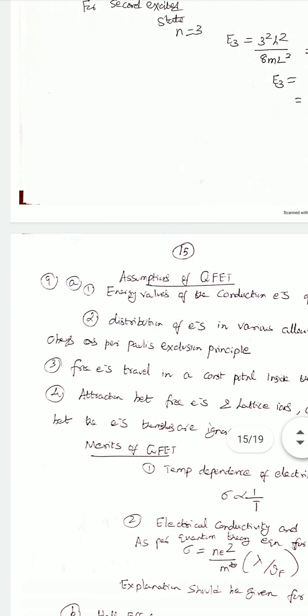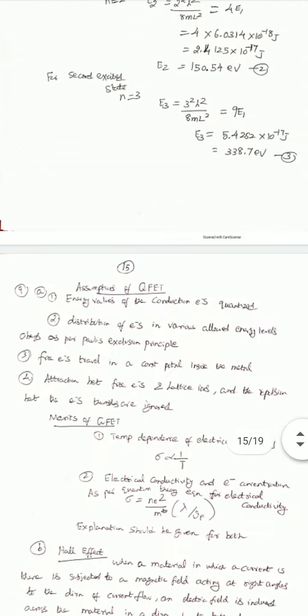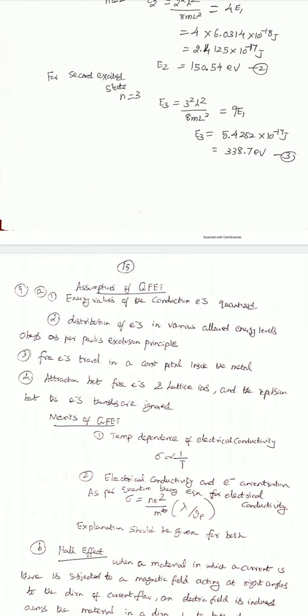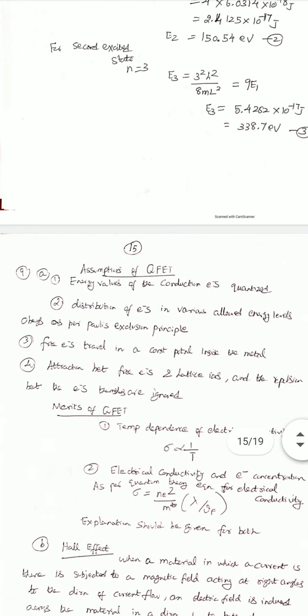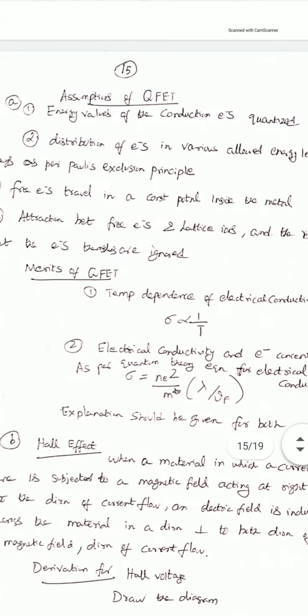Then the ninth one, that is the assumptions of quantum free electron theory. It is given here, 4 points are mentioned. For example, energy values of the conduction electrons are quantized. So write all these 4 points. Then the merits of quantum free electron theory are asked.